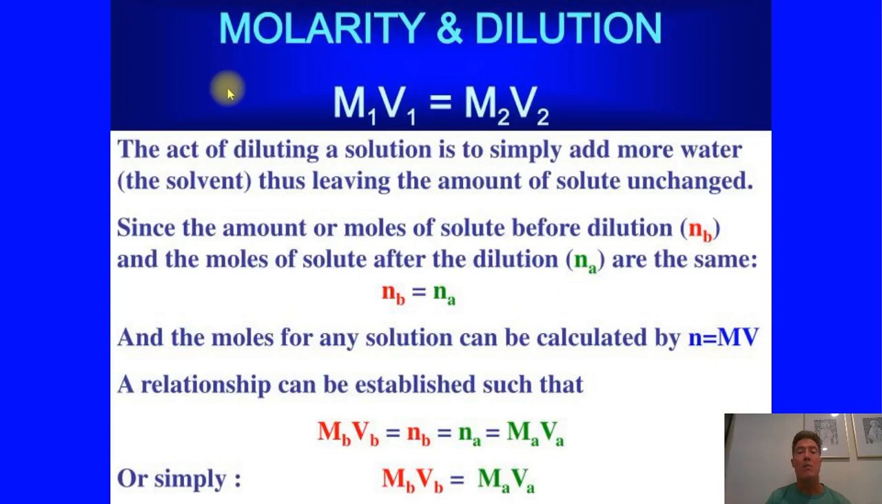So this takes us to our molarity and dilution equation. M1V1 equals M2V2. If we dilute a solution, let's say that something's dissolved in water, and we simply add more water, that's going to leave the amount of whatever's dissolved unchanged. So if we had 1 mole of solute before dilution, we still have 1 mole of solute after the dilution. We've just changed the volume. But the moles stay the same, and since moles are calculated by molarity times volume, and they stay the same, therefore the molarity times volume of the initial condition is the same as the molarity times the volume of the final condition, or simply M1V1 equals M2V2.